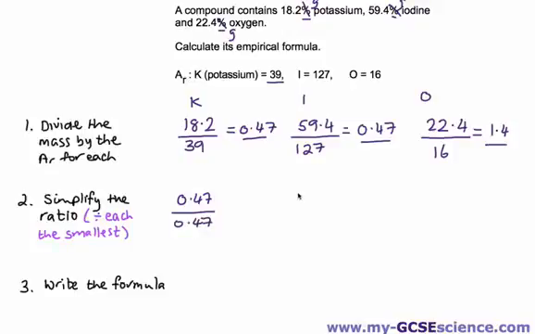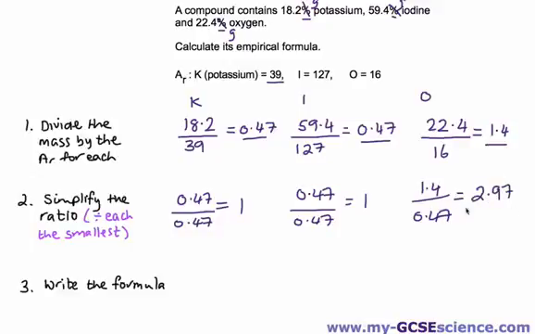For iodine, which is next, it's again 0.47 divided by 0.47, nice and simple. And for the oxygen, it's 1.4 divided by, again, 0.47. The answers are as follows. This is 1, this is 1, this is actually 2.97.